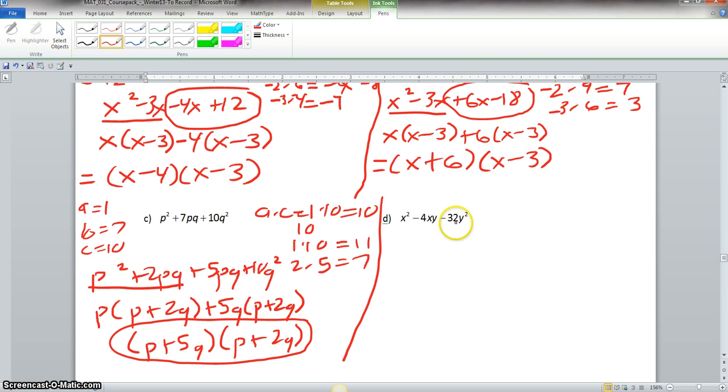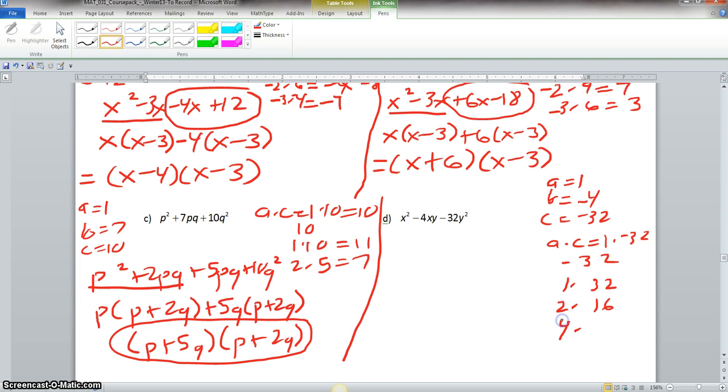Now we go here to D. It's the same setup. We have our A, which is 1, our B is negative 4, and our C is negative 32. Now we multiply our A and C. That will give us 1 times the negative 32, which we know is negative 32. So we'll do the factors of a positive 32, which is 1 times 32, 2 times 16, 4 times 8. I believe that is it.